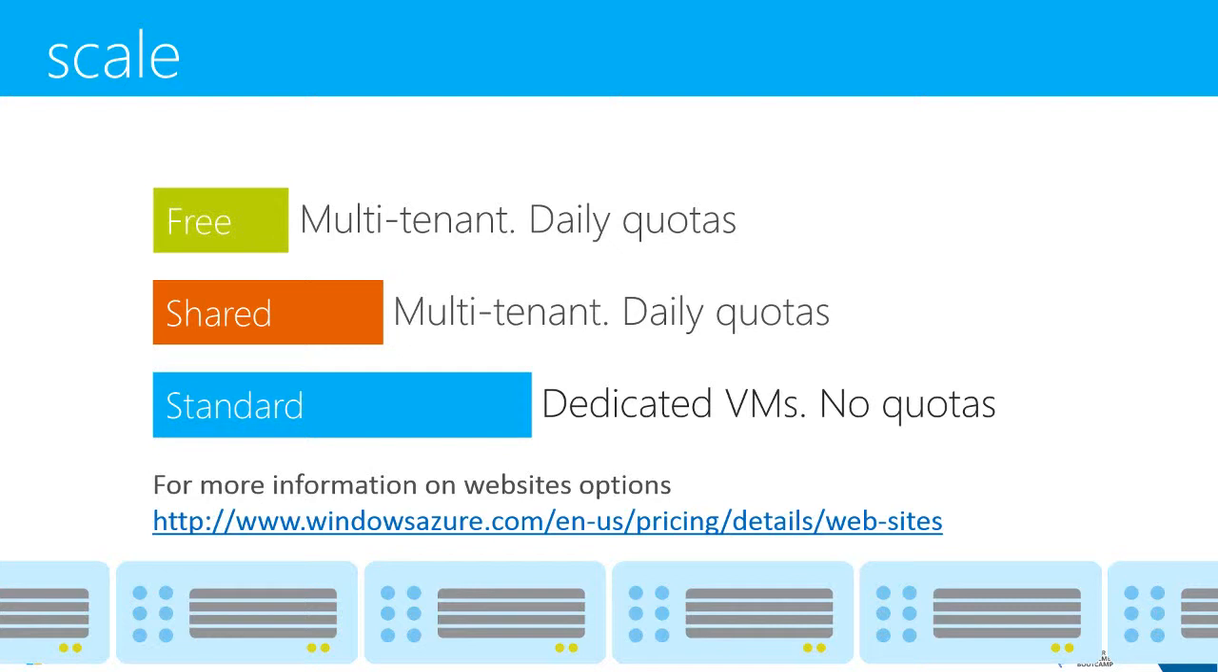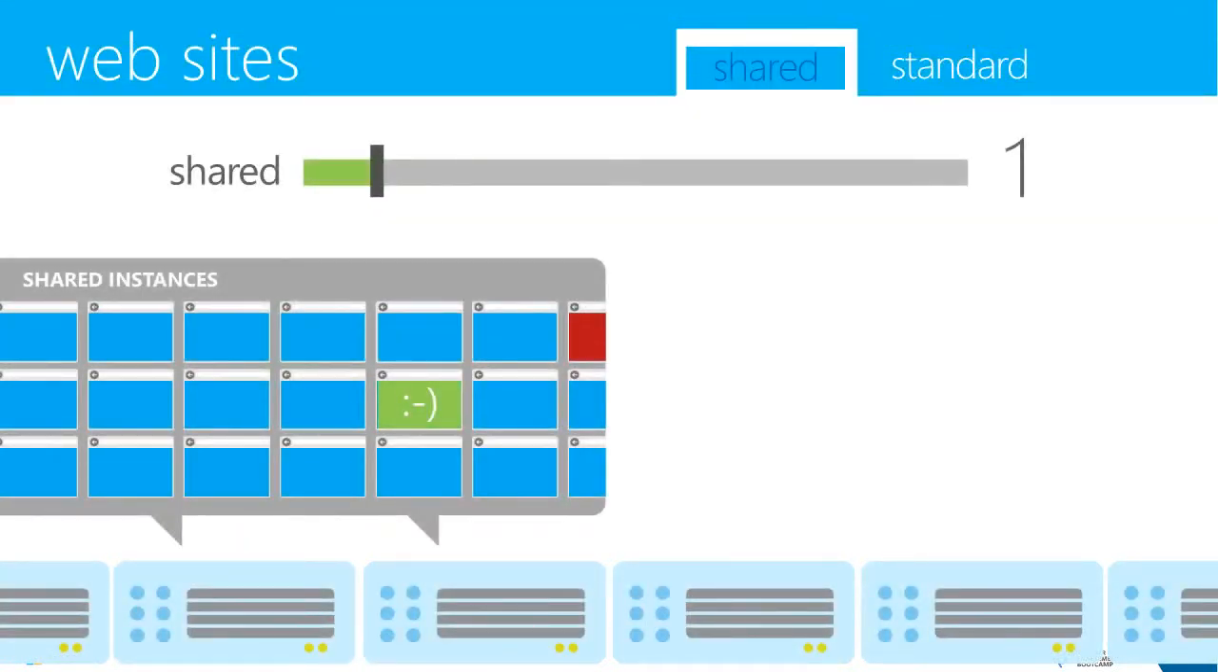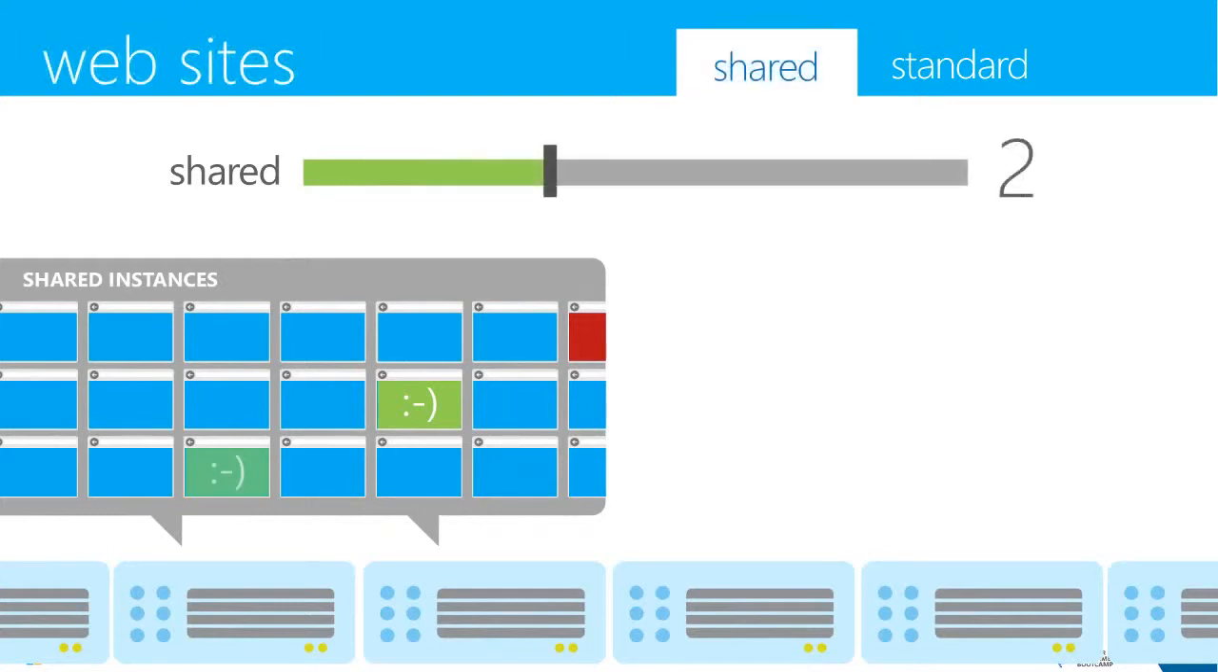Standard runs on dedicated virtual machines, so there is no worry about quotas that are used to keep tenants from interfering with each other. With the shared model, your website starts off on a single instance with other tenants. With a simple configuration change, you can easily add more instances, up to 6. Shared instances are 33% cheaper than dedicated.